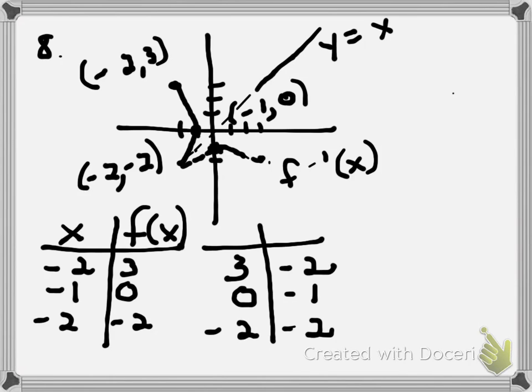So the easiest way to do a problem like this is to make a table of values with points that are on the graph of f, then switch the x and y column and graph those points, and then you'll have the graph of the inverse.